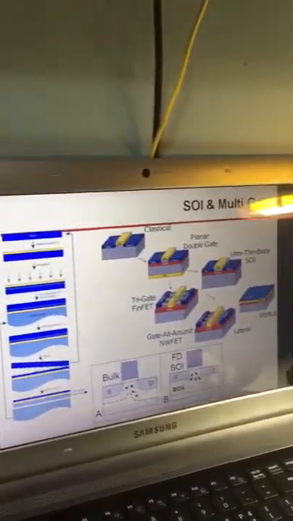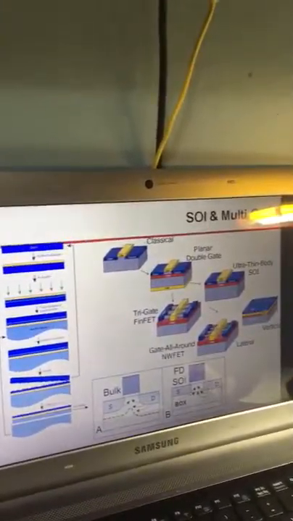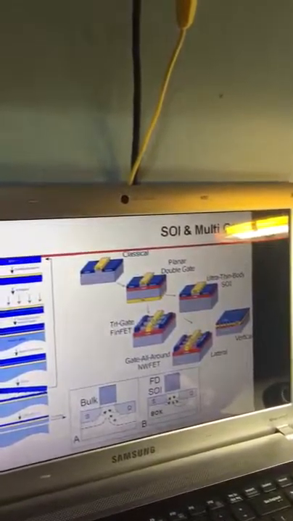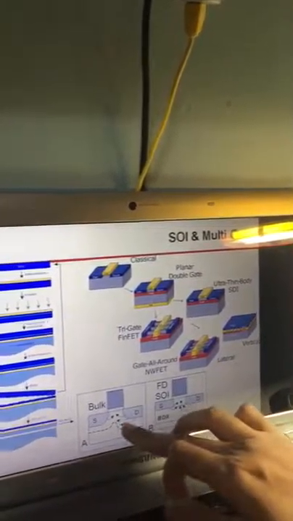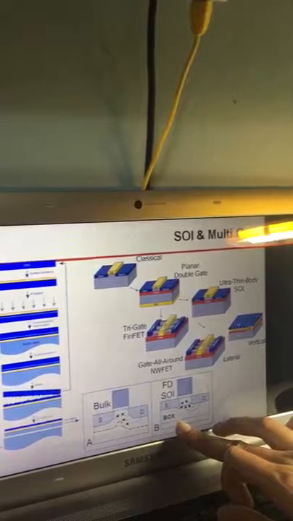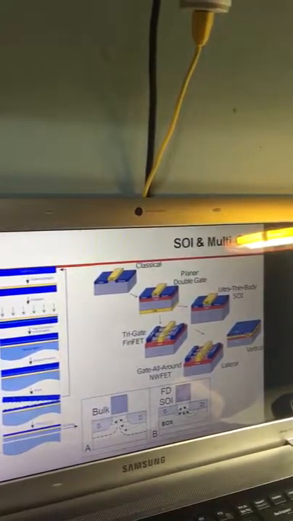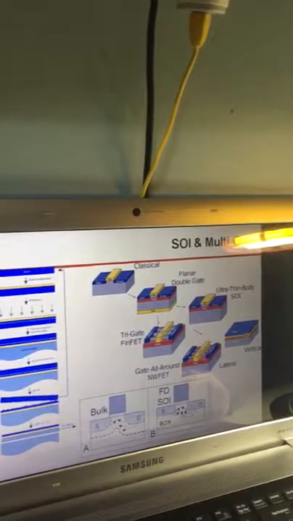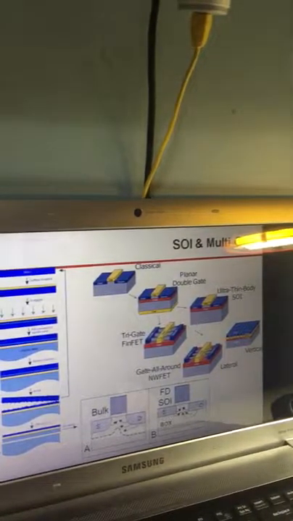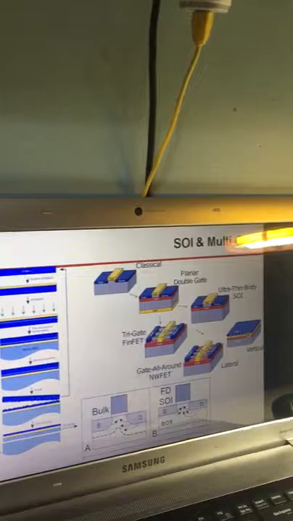And next is SOI and multi-gate. There are two types of multi-gate. One is bulk gate and the other is FD-SOI. Bulk gate flows current even in the off state, but it is more widely used because it is cheaper than the other gate.